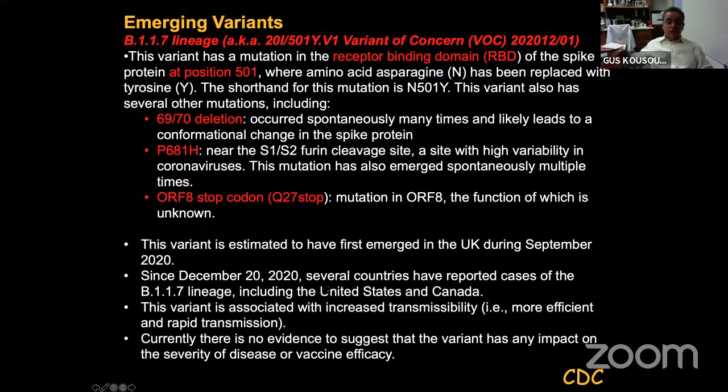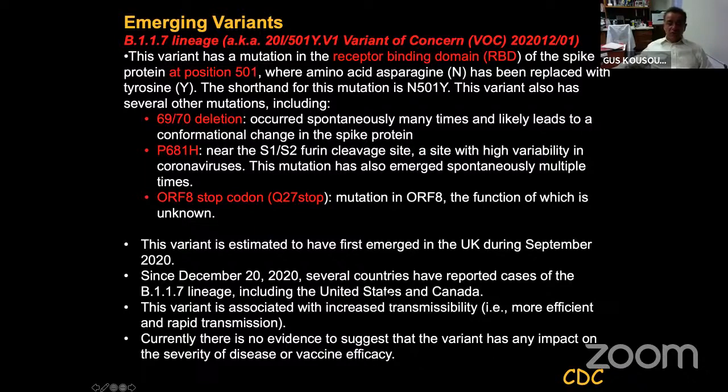The variant was estimated to have first emerged in the UK. Since December 2020, several countries have now reported cases of B.1.1.7, including the United States and Canada, first reported in Colorado and California, and now apparently in New York. The variant is associated with increased transmissibility, more efficient, as said, rapid transmission, and there's no evidence so far to suggest that this variant has any impact on the severity of disease or vaccine efficacy.